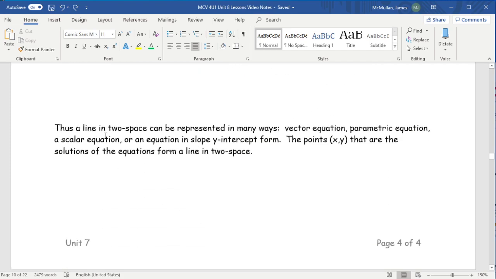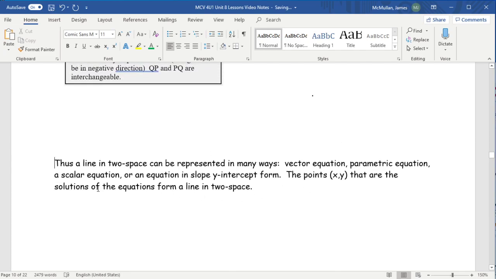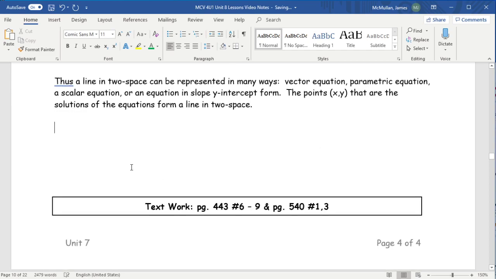Okay, so a line in two space can be represented in many ways: vector equation, parametric equation, scalar equation, or an equation in slope y-intercept form. The points that are solutions to the equation form a line. So any of those equations work.